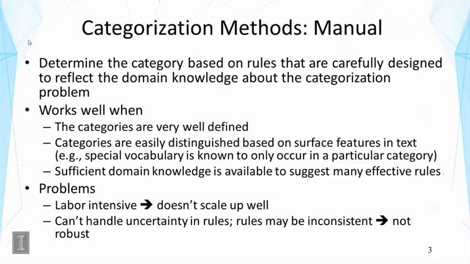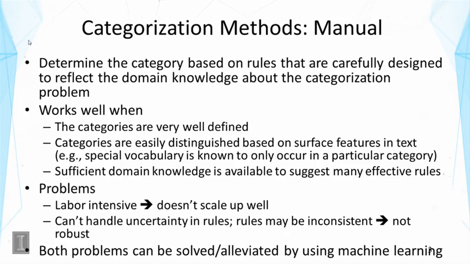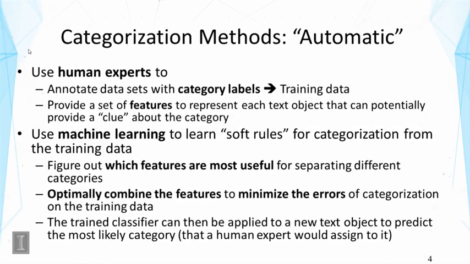And finally, the rules may be inconsistent, and this would lead to concern about robustness. More specifically, sometimes the results of categorization may be different depending on which rule is applied. So in that case, you will face uncertainty, and you will also have to decide the order of applying the rules or combination of results that are contradictory. So all these are problems with this approach, and it turns out that these problems can be solved or alleviated by using machine learning. So these machine learning methods are more automatic, but I still put automatic in quotation marks because they're not really completely automatic because they still require manual work.